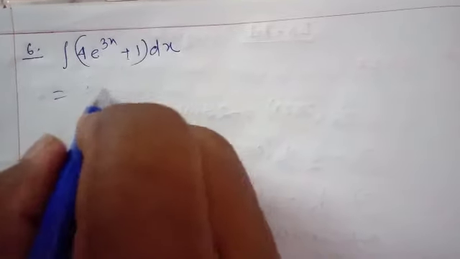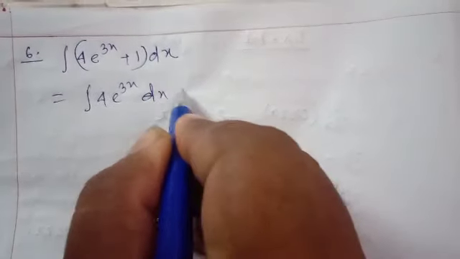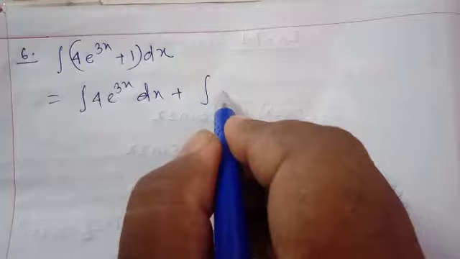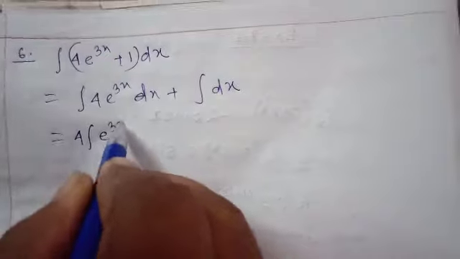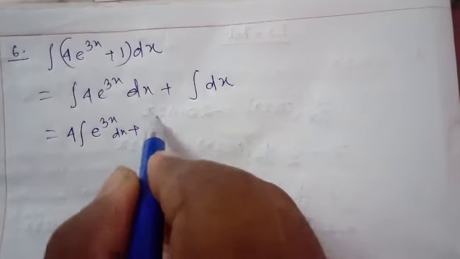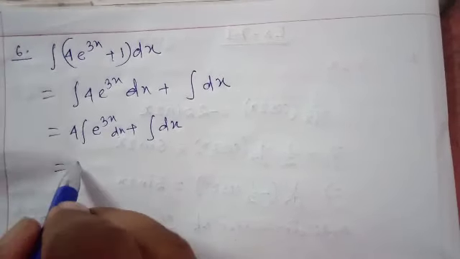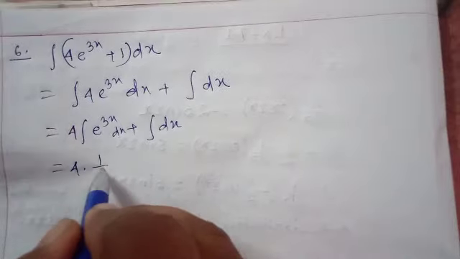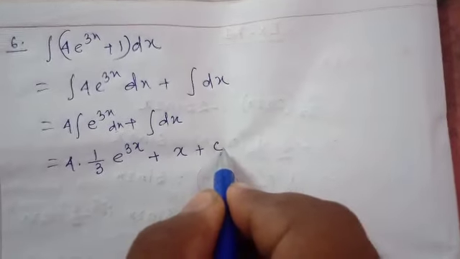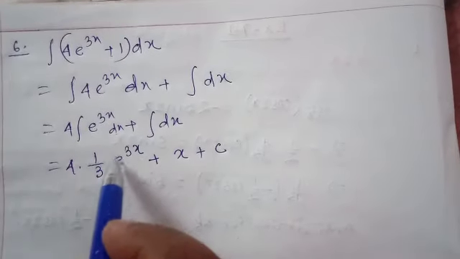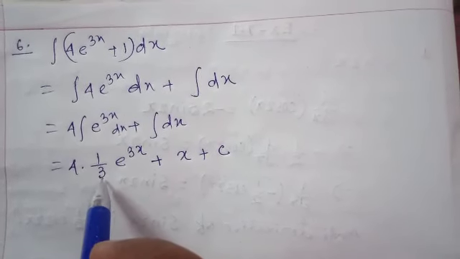So first you separate it, 4 e to the power 3x dx plus 1 into dx, that means only dx you can write it. So 4 you can take common, e to the power 3x dx plus dx, always you have to write dx, okay, don't miss it. 4 here its integration 1 by 3 e to the power 3x plus x plus c. Why these 3? Because e to the power x, already I told here 1 by a will be multiplied.